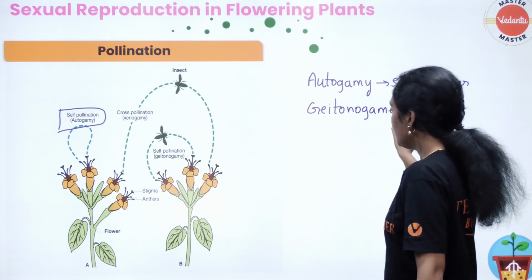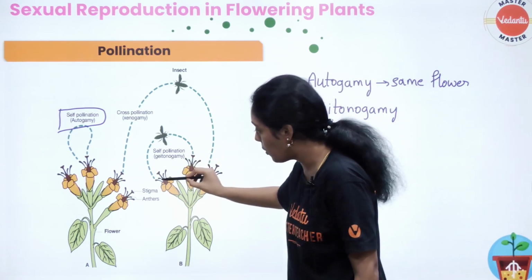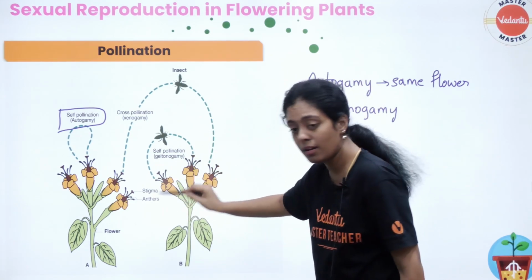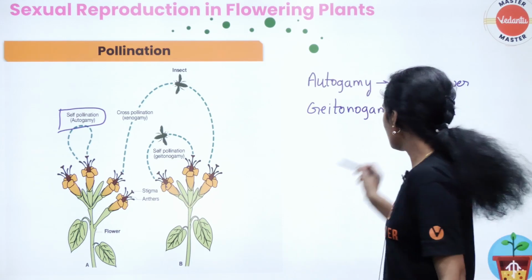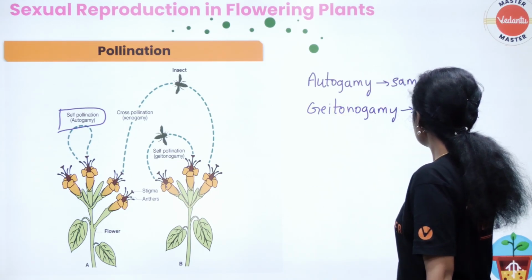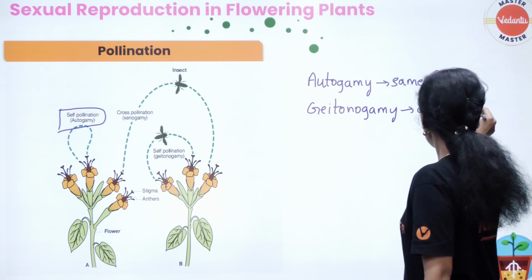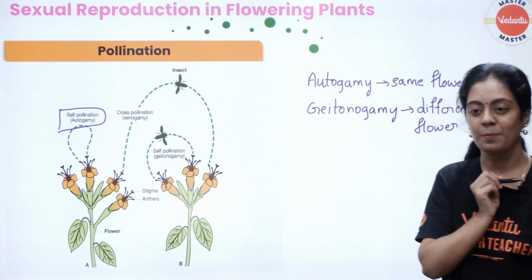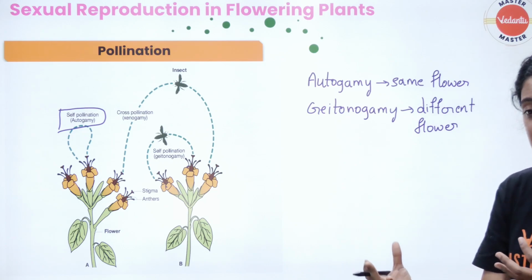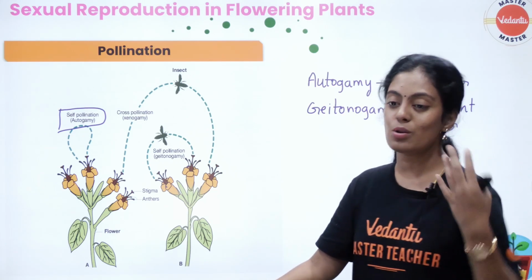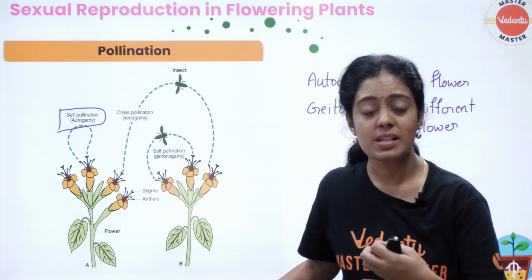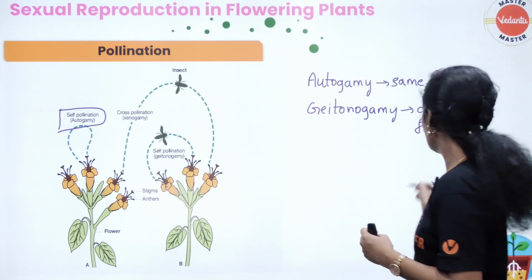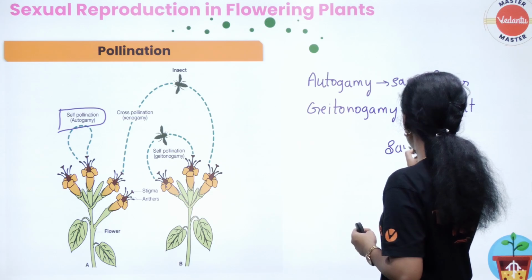In geitonogamy, what do you see? It is a different flower, you can see the transfer of pollen from the anther to the stigma of a different flower, but both the flowers belong to the same plant. How do we write this? Different flower, same plant. Different flower but it belongs to the same plant. Understood, children? So technically speaking, genetically speaking, geitonogamy is also a kind of self pollination. Will there be any difference in the zygote produced? No, because they belong to the same parent. So different flower, same plant.